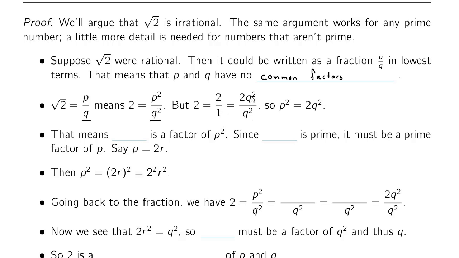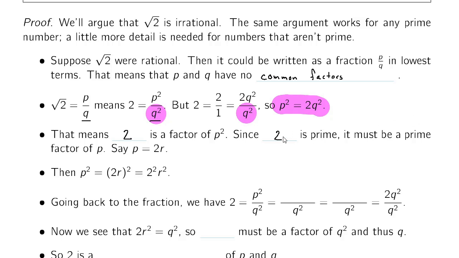Multiplying the numerator and denominator both by q squared, we get that 2 must be equal to 2 times q squared over q squared. And now we notice that these two fractions have the same denominator. If they have the same denominator and they're equal, then they also have to have the same numerator. So that tells us that p squared is 2 times q squared. That means that 2 is a factor of p squared, right? p squared is equal to 2 times something. That's what it means for 2 to be a factor.